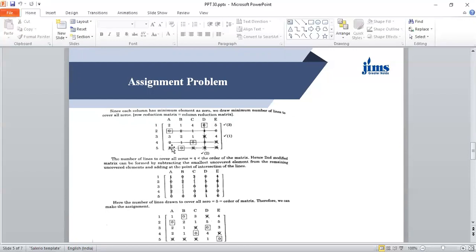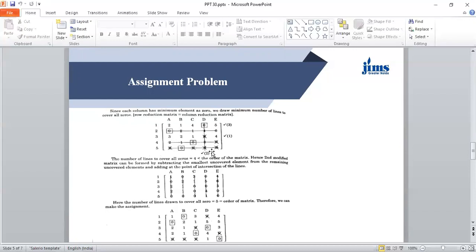So we have covered all the zeros with 1 line, 2 lines, 3 lines, and 4 lines. So with only 4 lines, it is possible to cover all the zeros. See, no zero is left here which is not covered. So with only 4 lines, all zeros have been covered.